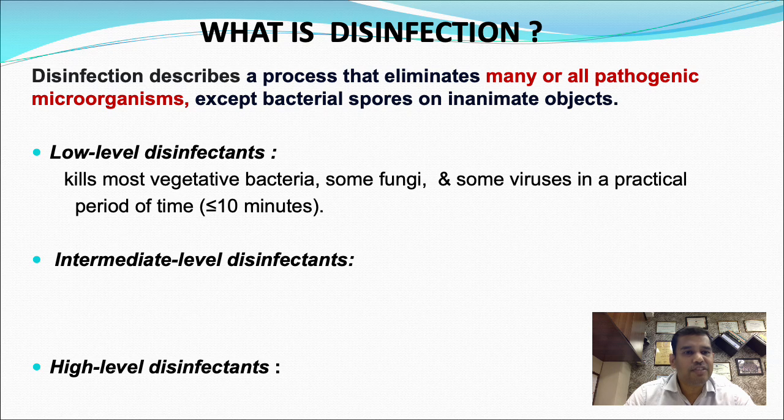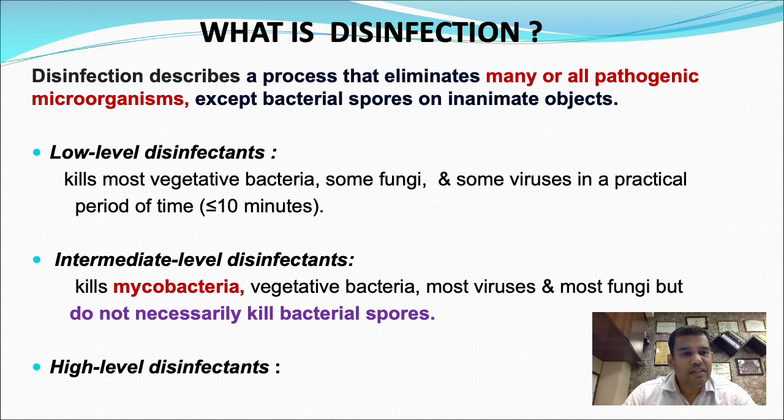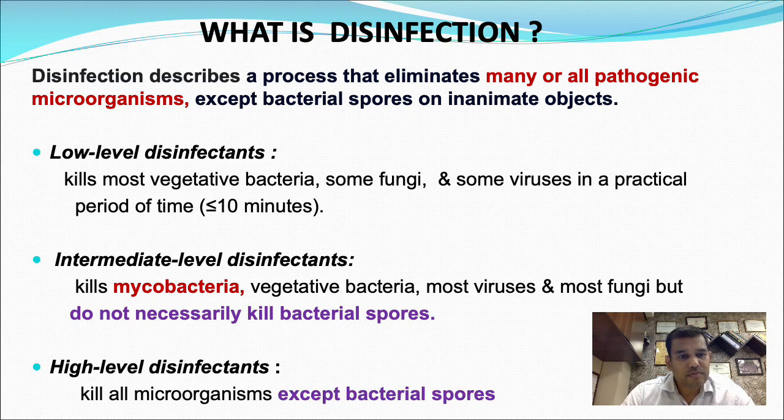In low level disinfection, most of the vegetative bacteria, some fungi and some viruses are killed in less than almost 10 minutes. In intermediate level disinfection, you kill the mycobacterium, vegetative bacteria, most of the viruses and most of the fungi, but it does not essentially kill the spores. Third, high level disinfection, kills all the mycobacterium, bacteria, viruses, fungi, every organism except the spores. The process which kills the spores also is called sterilization.